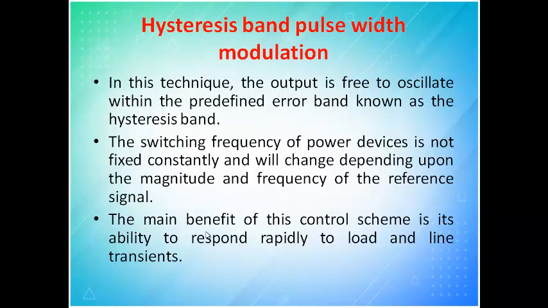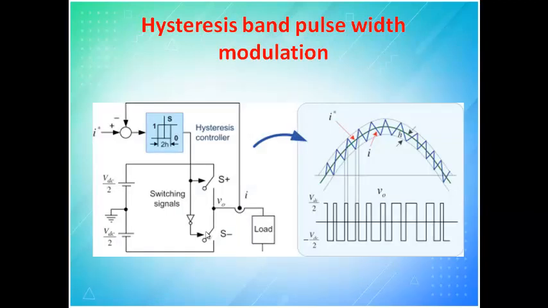So what I can do is incorporate hysteresis control. In hysteresis control, I will set the upper band and lower band, so the output should vary only between that particular band. So you will have a normal controller followed by a hysteresis controller. That is hysteresis pulse width modulation. The switching frequency of the power device is not fixed and will change depending upon the magnitude and frequency of the reference signal. The main benefit of this control scheme is the ability to respond rapidly to the load and the line. So this is how it will be.